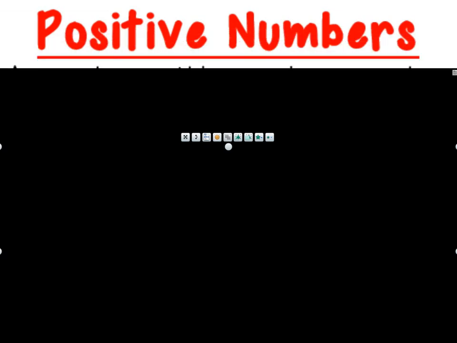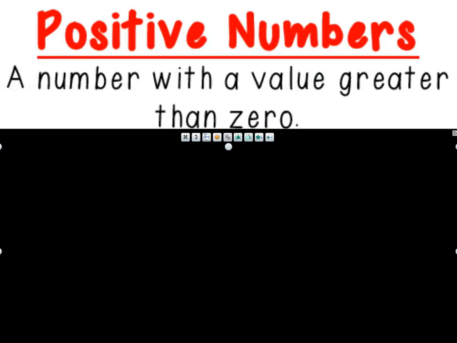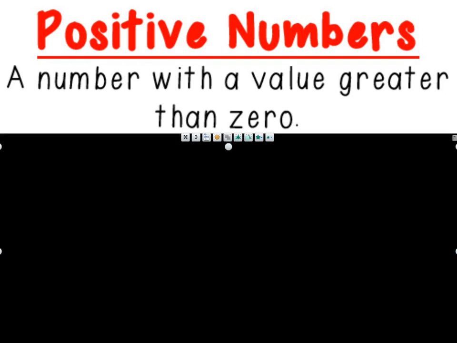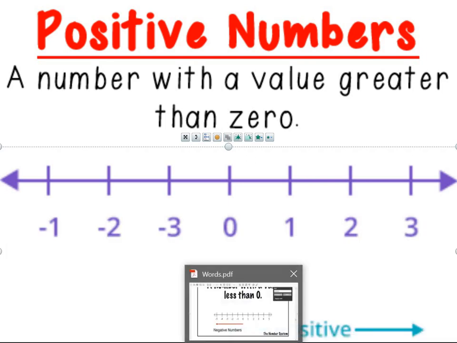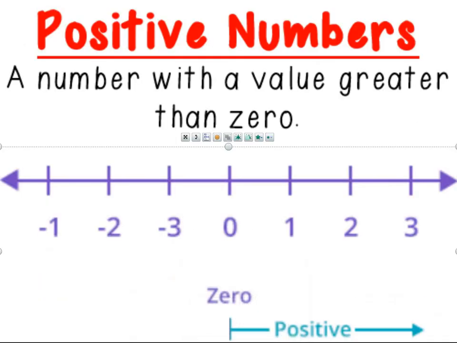Our first word would be positive numbers. Positive numbers are numbers with a value greater than 0. All right, and these numbers are the ones that are to the right on the number line. Okay, so each of these numbers over here has a value that is greater than 0.